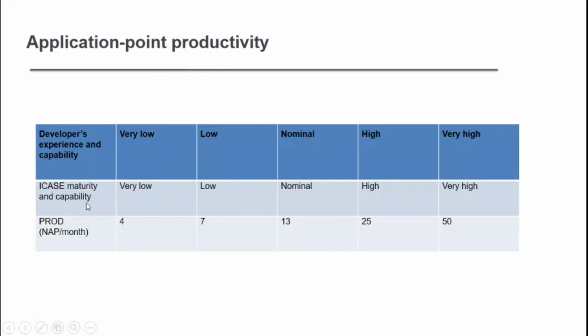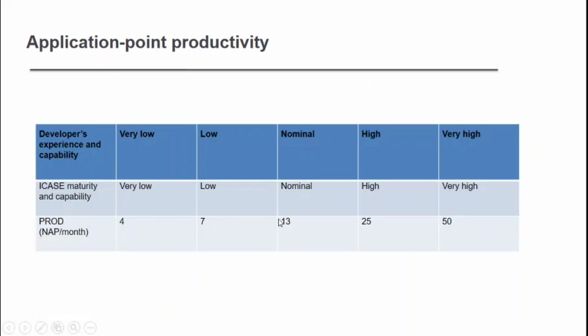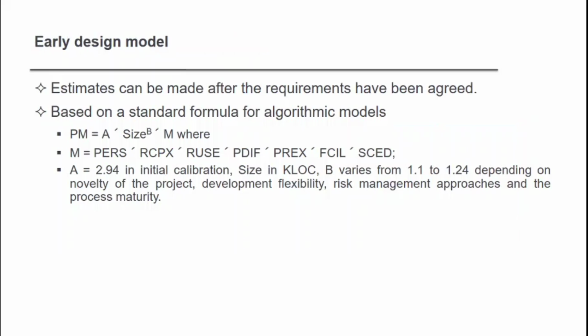Application point productivity depends upon the developer's experience and capability, and the ICASE maturity and capability. For very low you take PROD as 4, low 7, nominal 13, high 25, and very high 50. So in place of PROD, you replace the particular number depending upon the productivity level.